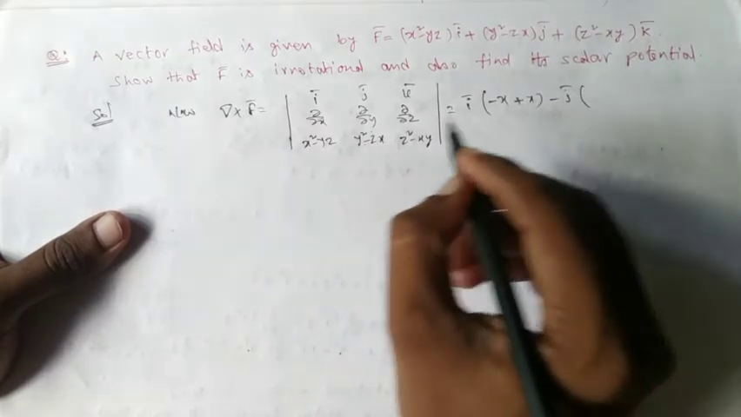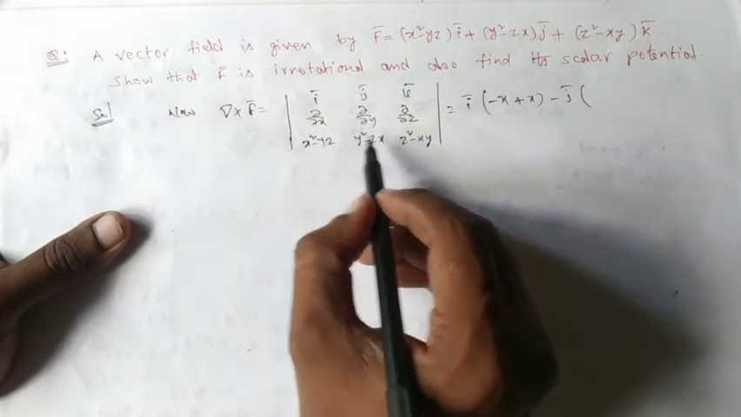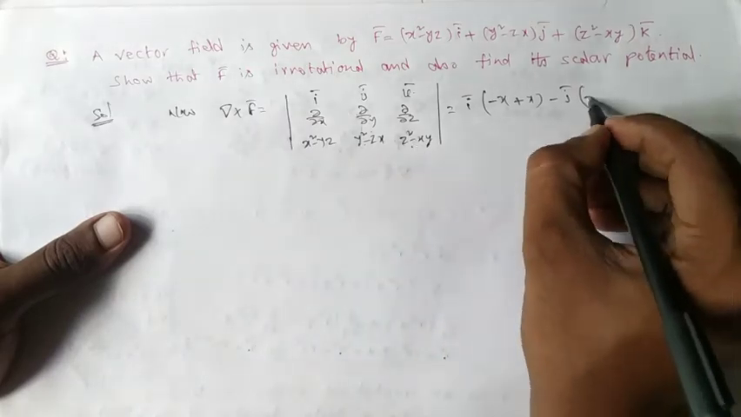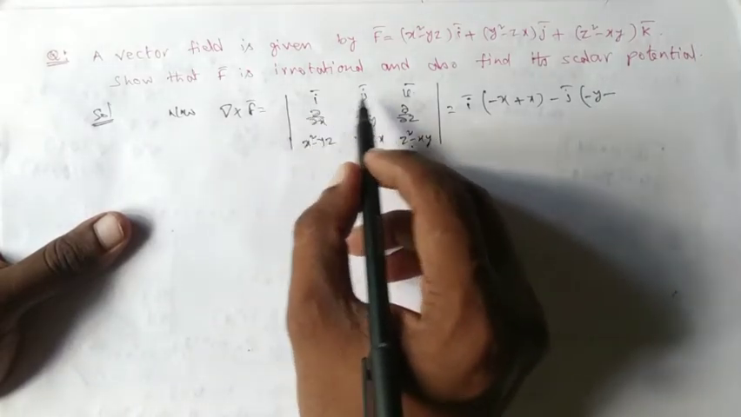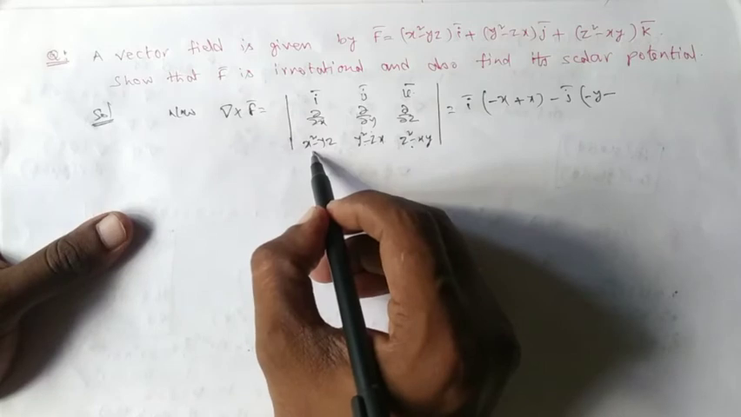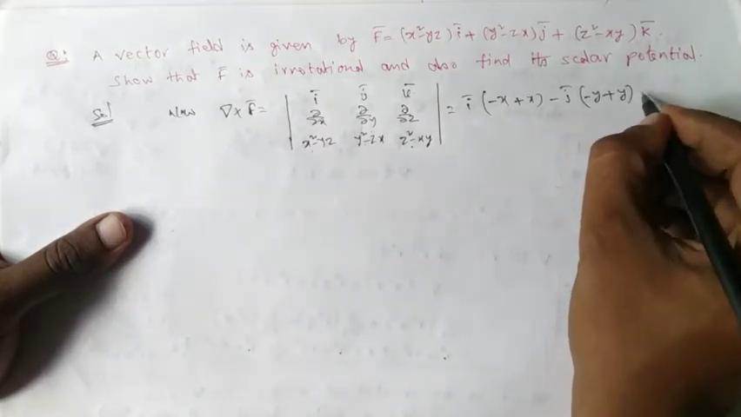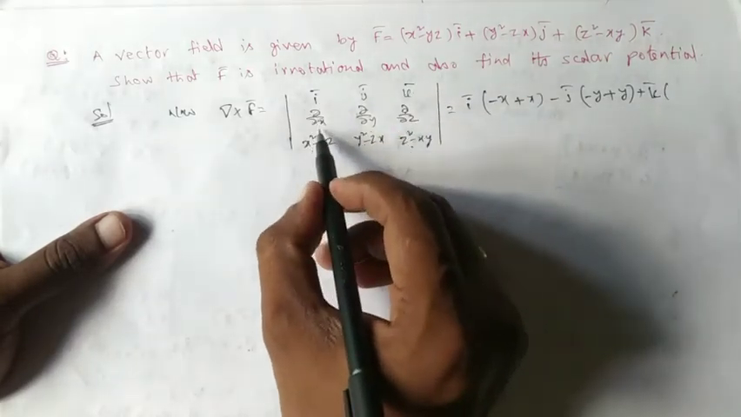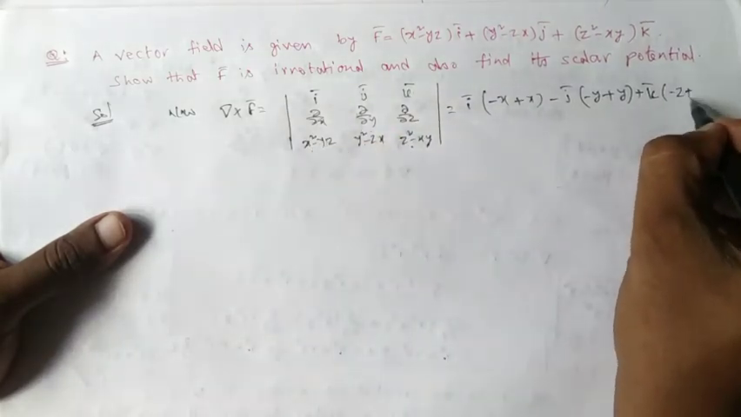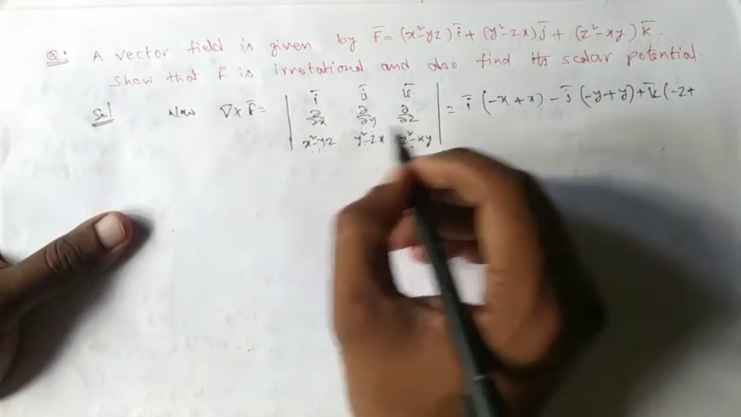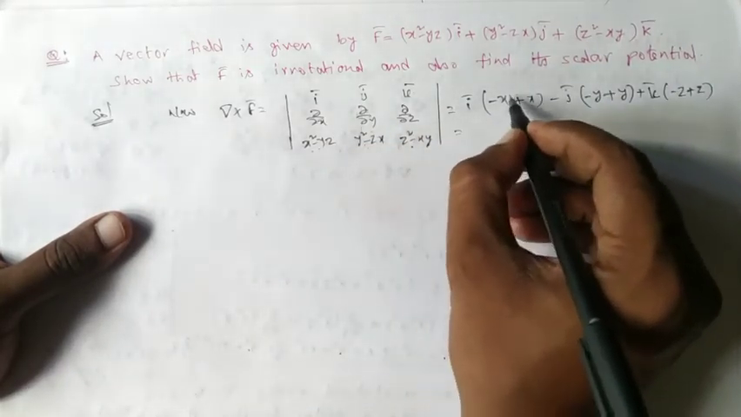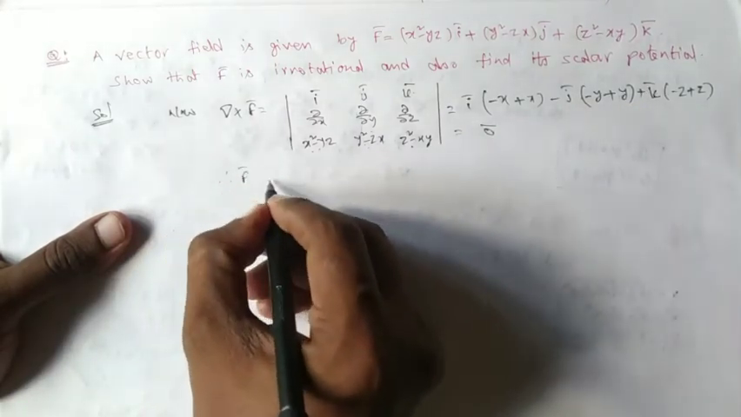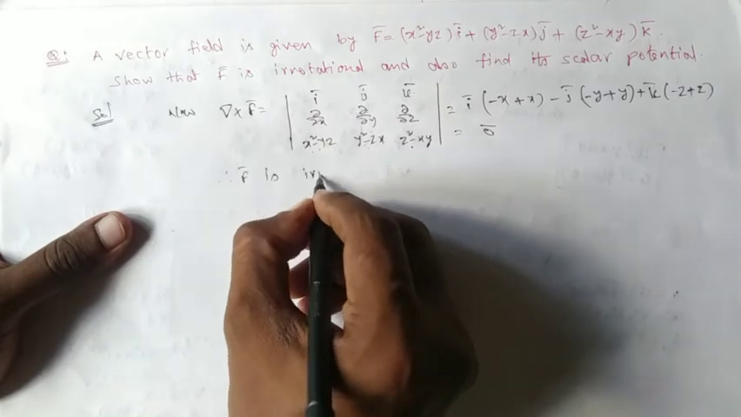Minus j̄ times: ∂/∂x of this term, differentiating with respect to x, is minus y, minus ∂/∂z of this term, that is minus y. Minus of minus y plus y. Similarly, for the last one, k̄ times ∂/∂x of this term, minus z, and ∂/∂y of this term, minus of minus z plus z. So this term is 0, this term is 0, so ultimately it is 0̄. Therefore f̄ is irrotational.